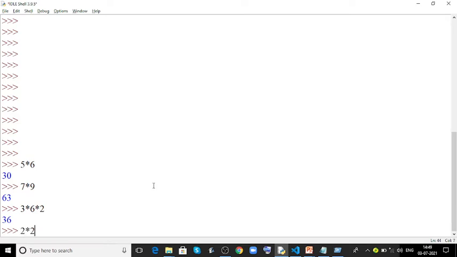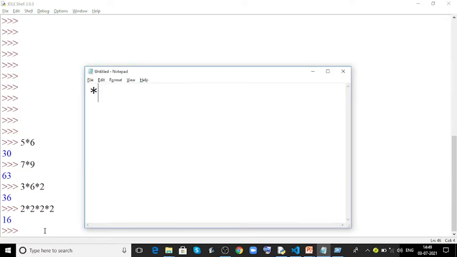2 into 2 into 2 into 2. Can you guess what is the answer? 2, 4, 8, 16, right? So this is the multiply operator, it works in Python the same as it works in mathematics.